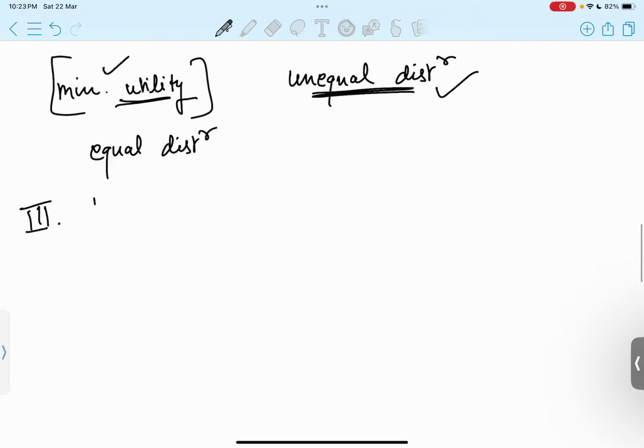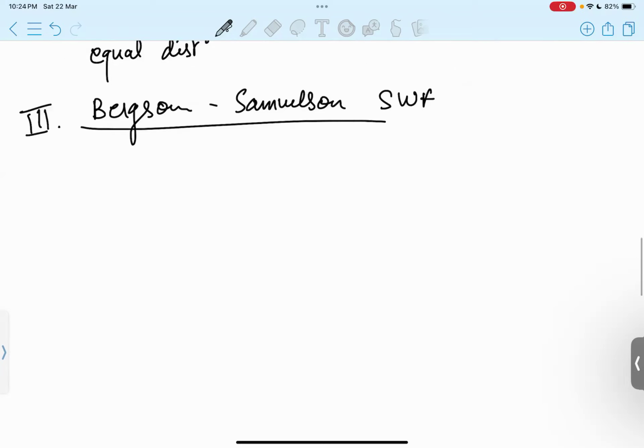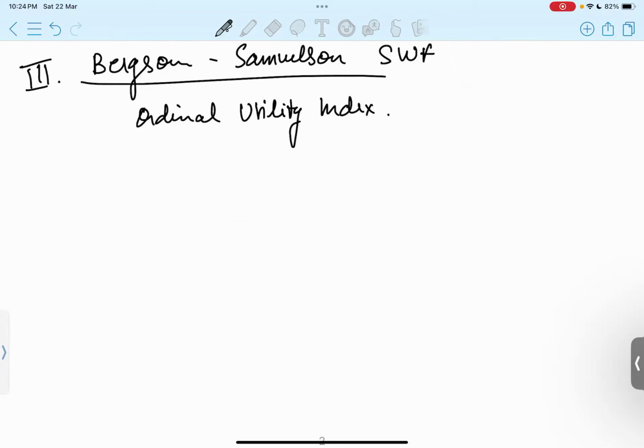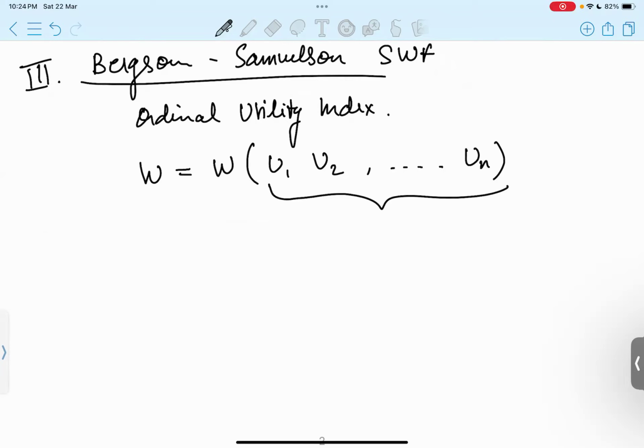The third type of social welfare function is given by Bergson and Samuelson. These are again named after the economists who proposed it. They have used the ordinal utility index to measure the social welfare maximization in the society. So simply we write it as a function of U1, U2 up till Un, the utilities of the individuals. Here this represents the ordinal utility index of the people in the society.